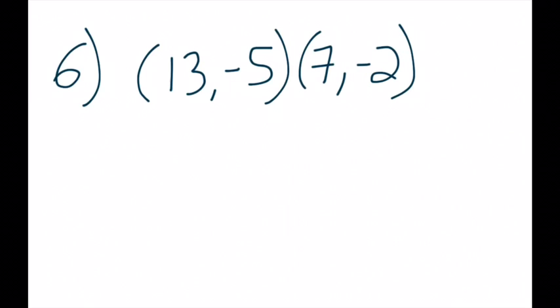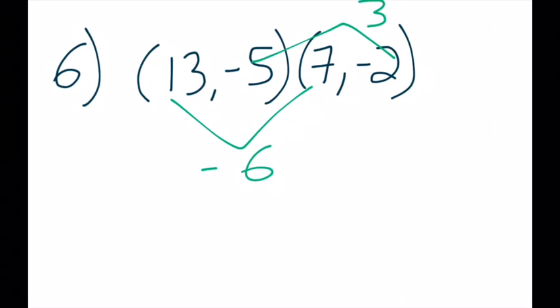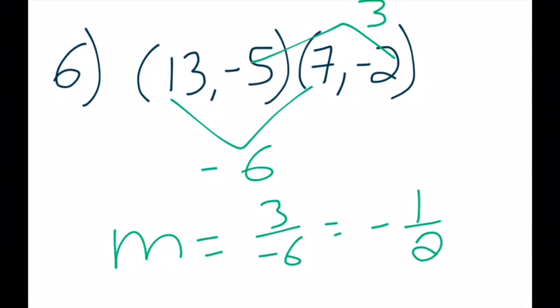For number 6, we want to find our change in y, which is a positive 3, and our change in x, which is a negative 6. So m equals 3 divided by negative 6, which reduces to negative 1/2. I'm going to pick a point. I'm going to go ahead and pick the second point here.